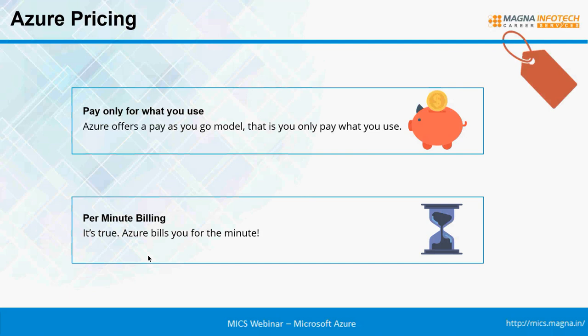Okay, so the first thing we should know about pricing is that it is offered as a pay-as-you-go model, which means that you only pay for what you use. So today, if I create a single virtual machine, run it for 10 minutes and delete it after 10 minutes, I'm only going to pay for 10 minutes. If the pricing for 1 hour is, let's say, $1, and I run it for 15 minutes, I'm only going to pay 25 cents.